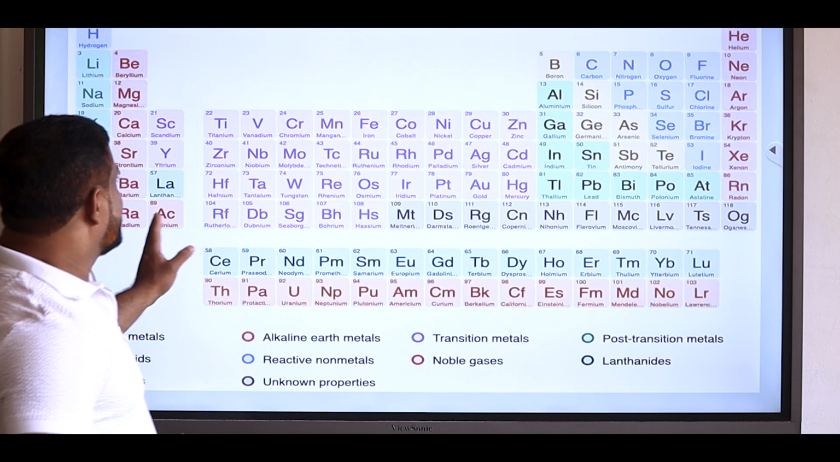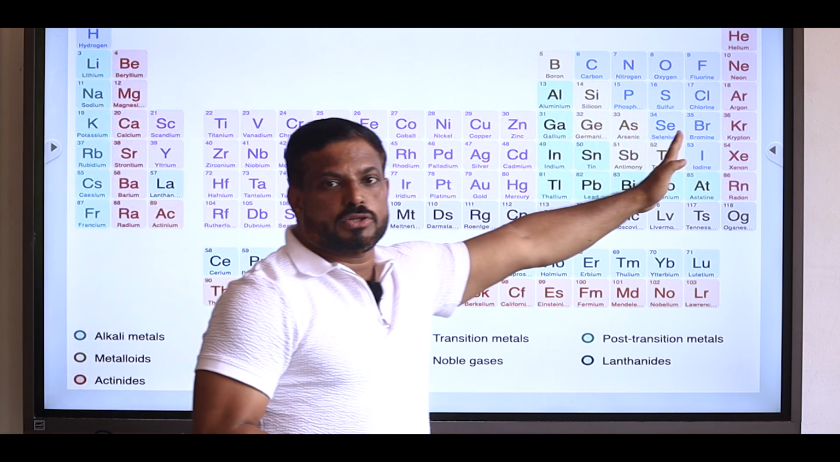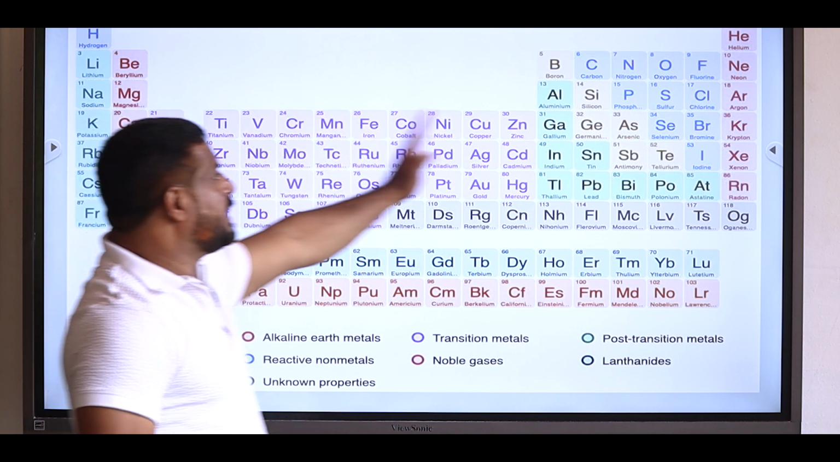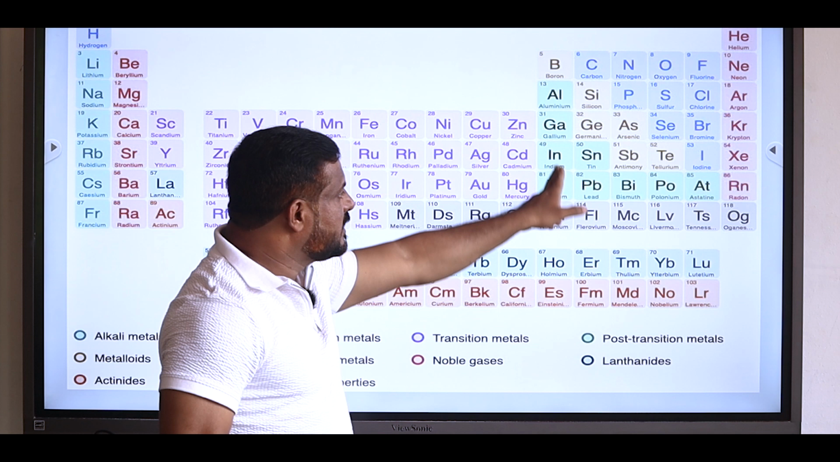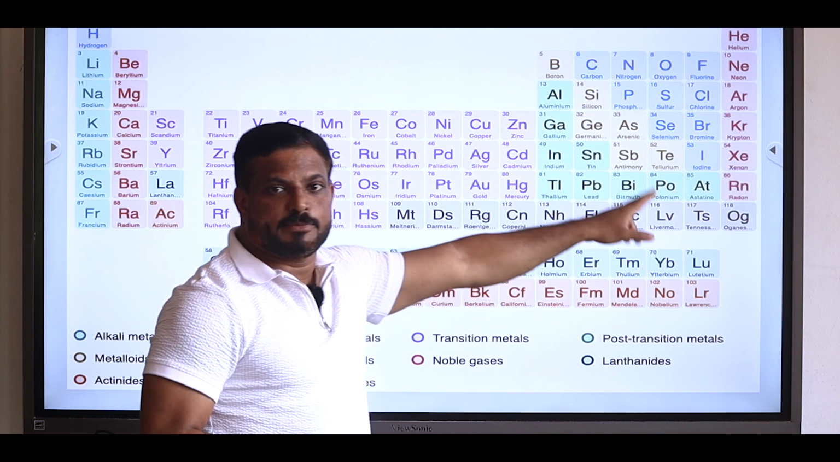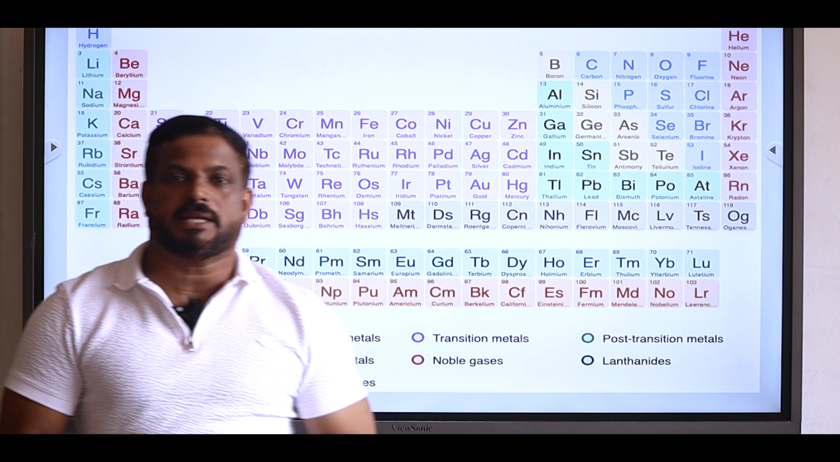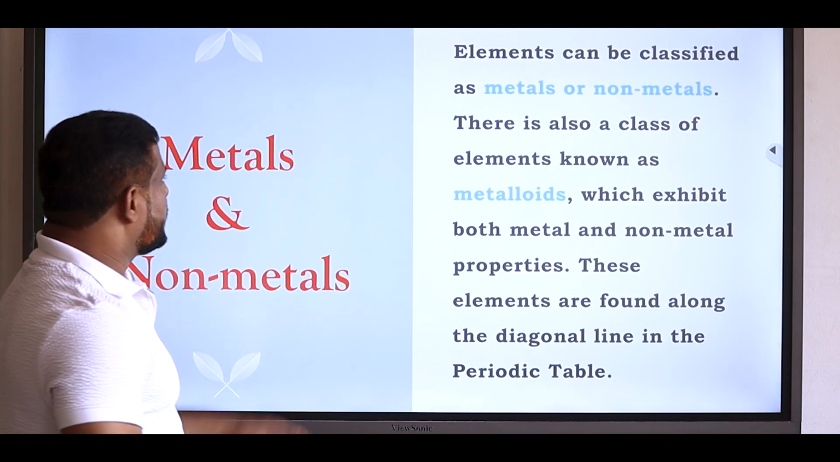In the modern periodic table, this part and this part can both be broadly divided into two categories, metals and non-metals. In between, you can see certain elements in a staircase model. They show both the properties of metals and non-metals. They are said to be metalloids.